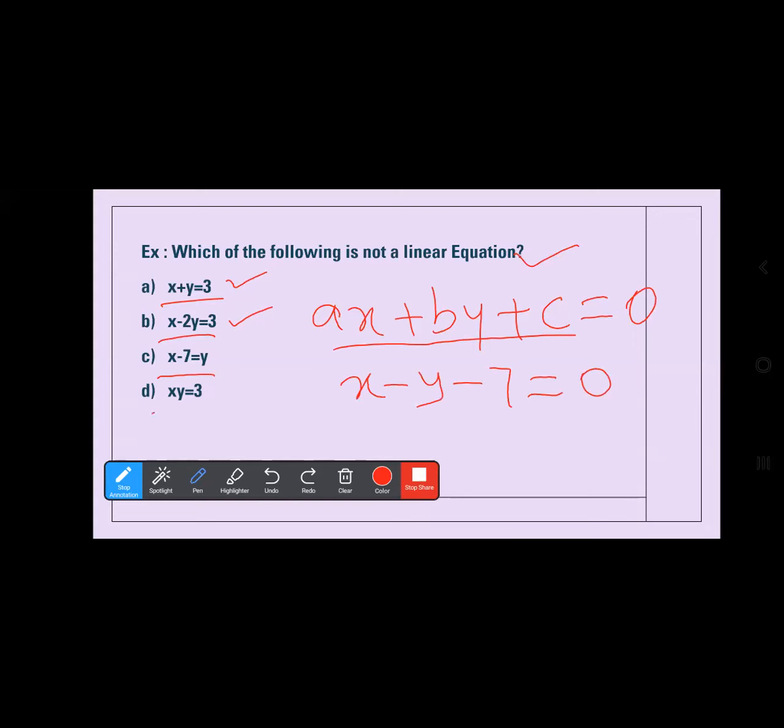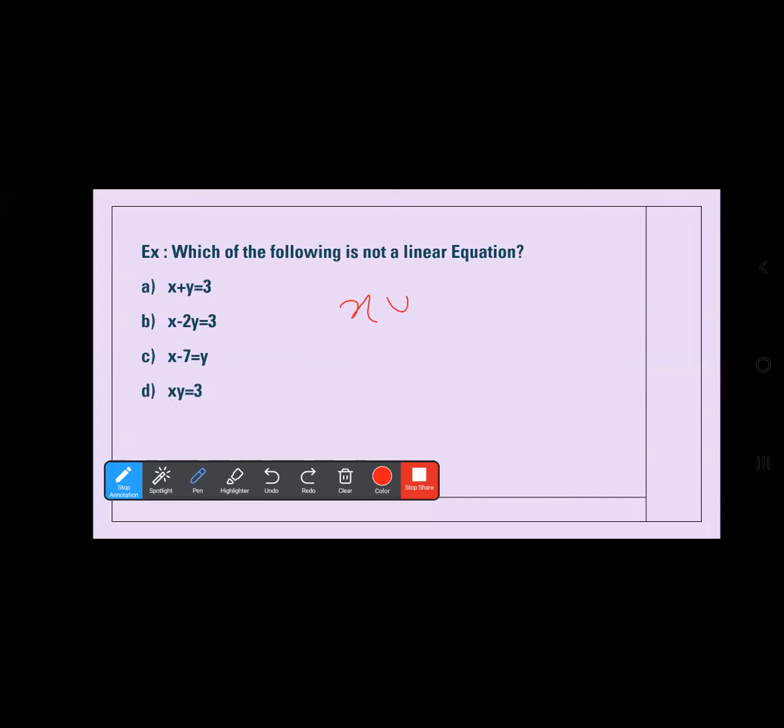Okay. Now if you see carefully the 4th option, xy equals 3. Your degree here is 1, here also degree is 1. But between these 2 variables, there is no plus or minus sign. No sign means what? It is multiplied. That is x multiplied by y. And when we multiply in the indices, the powers become what? Plus. That is a raised to m multiplied by a raised to n is equal to a raised to m plus n. In indices we have studied.